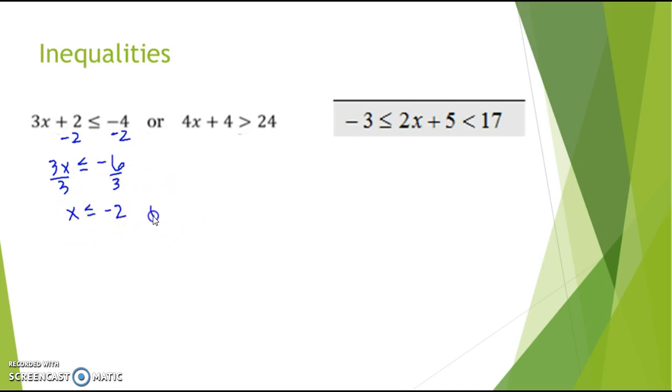So that one's done. I'm going to bring my OR down so I don't forget. Over here, I'm going to subtract the 4. So 4x is greater than 20.